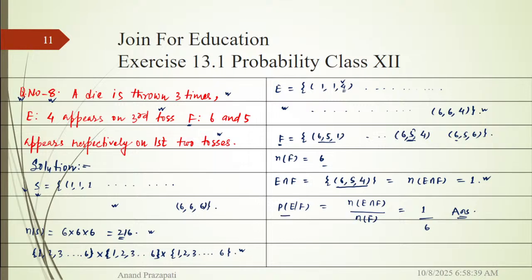Now we recall that the probability of E given F equals the number of E intersection F divided by the number of F. Putting in the values, the number of E intersection F is 1 and the number of F is 6, so we get 1 by 6 as the answer of question number 8. Hope there is no problem understanding the solution of question number 8.